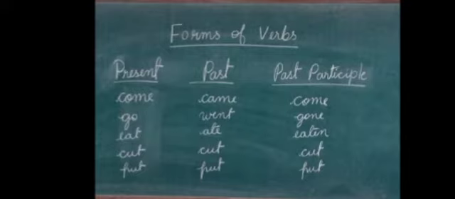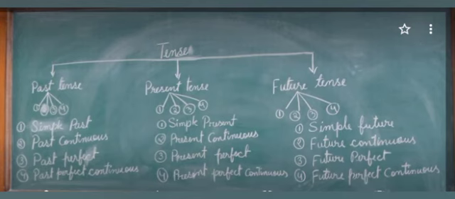Okay, students, now that you have learned the forms of verbs, we will switch on to tenses. As I told you earlier in the beginning, that tenses are that form of words which indicates when the work is done. That is, whether the work is done in the past, or it is being done right now, or it will be done in the future.